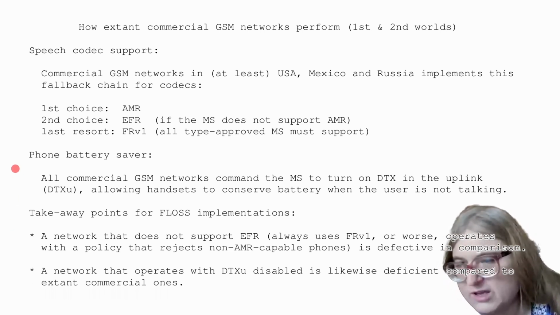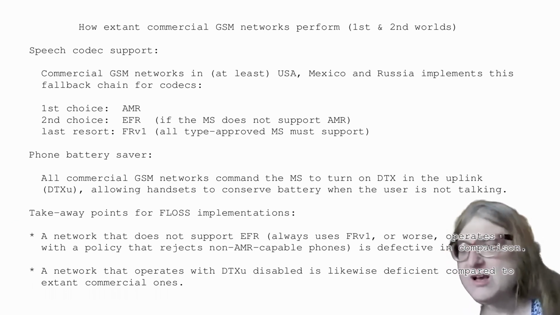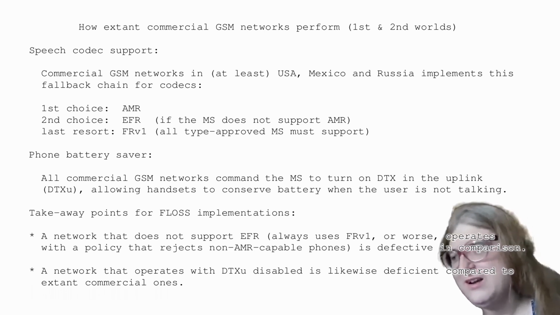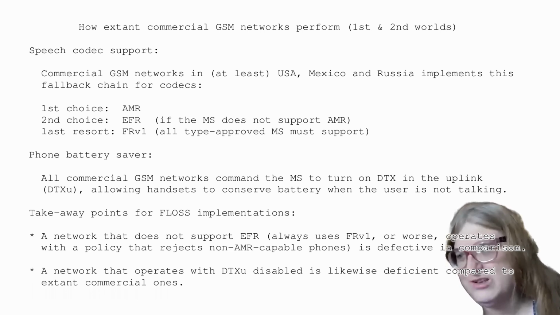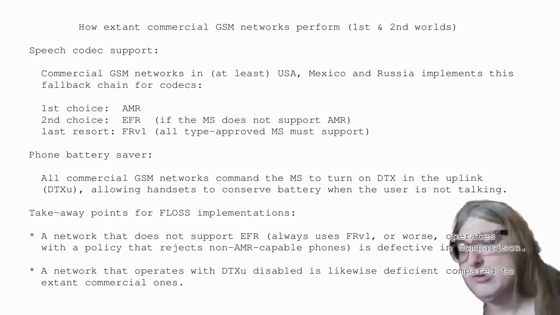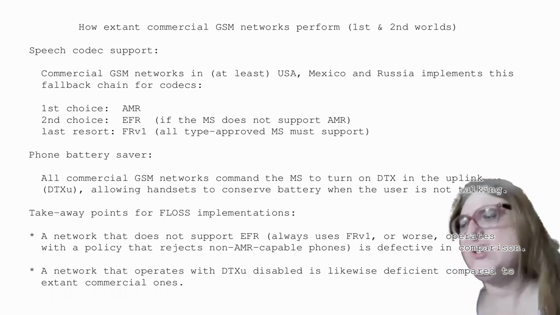Another takeaway for free software is the DTXU, enabling DTX in the uplink. So DTX uplink versus downlink are very different, because in order to enable DTX in a downlink, you have to have a cell with multiple carriers, with more than one ARFCN. And, in the first, second world context, you're not going to be able to get that much spectrum. If you only have just a single ARFCN, you cannot do DTX downlink, but DTX uplink you can still do. And I personally consider DTX uplink very valuable, because you get battery savings in the mobile station.